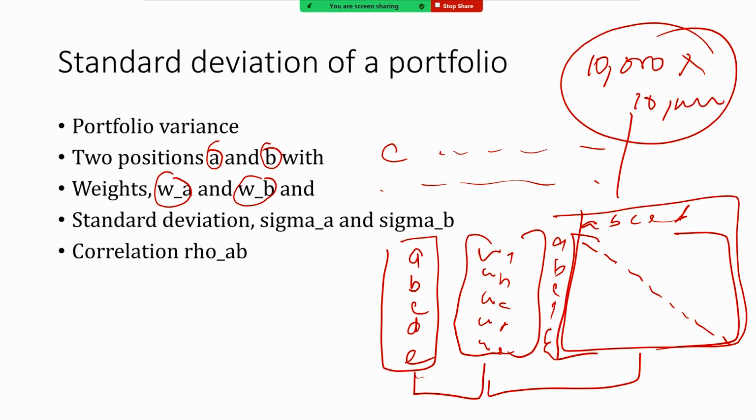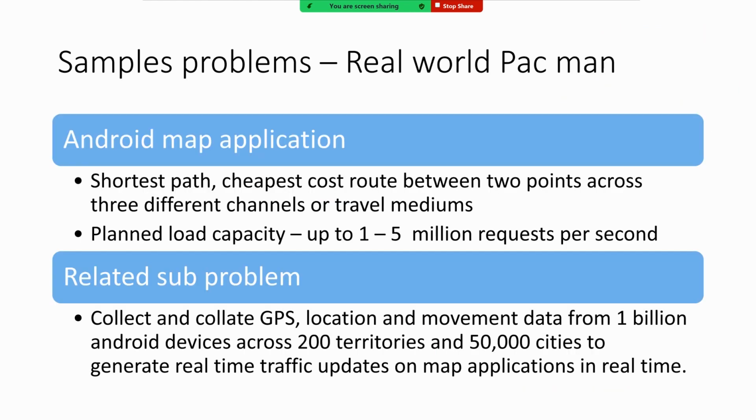As I said, the calculation got fairly involved, fairly quickly. Once again, there was a need for you to figure out how to do this efficiently, and we'll talk about this not today, but later on in this course. This you've already done, which is the Android map application problem.